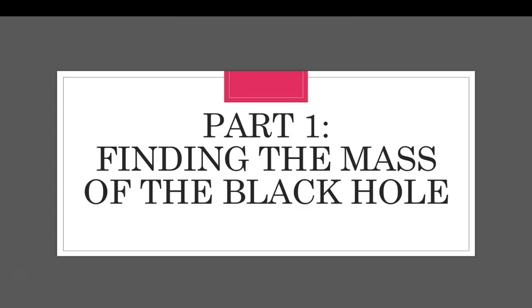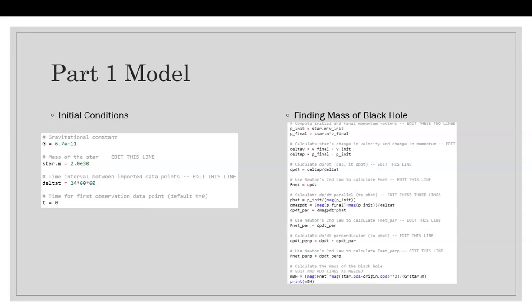For part 1, you find the mass of the black hole. This is the initial conditions as well as the coding. First, you find the initial momentum and final momentum. Then you find F net. And then you find F net in the parallel and perpendicular direction. Finally, you take the gravitational force equation and solve for the mass of the black hole, and then you plug everything in.